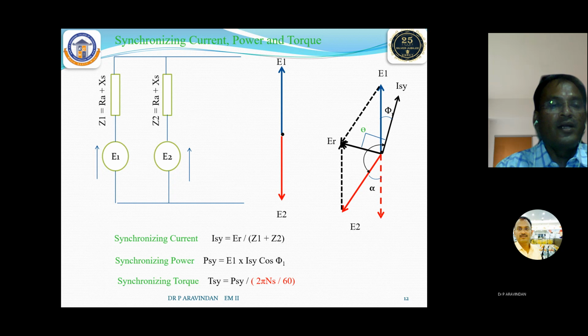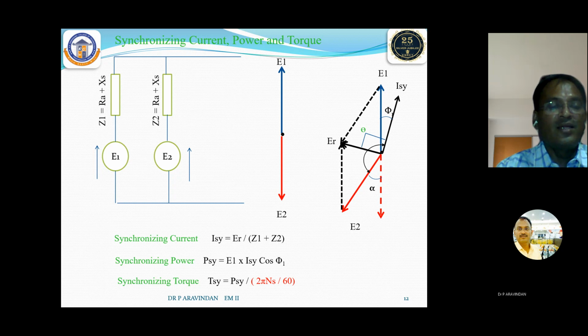So here, a very important point is that E1 and E2 will be connected in parallel. So we have a closed path. In the closed path we have three terminologies, the first is synchronizing current. Before that, we have to understand that when E1 is equal to E2, the local circuit voltage should be zero. That means ER should be zero. ER is equal to the difference of E1 and E2.